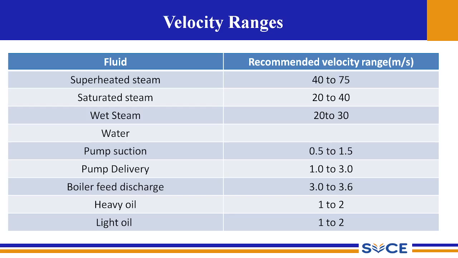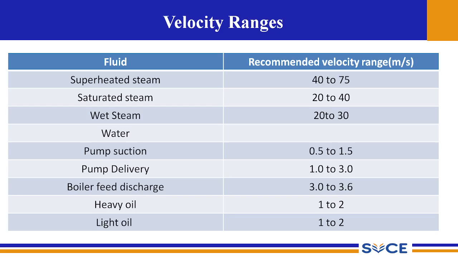If you are going to consider water, in the case of pump suction lines, the velocity range is 0.5 to 1.5 meter per second. The pump delivery lines will consider a velocity range of 1 to 3 meter per second. The boiler feed discharge will be having a recommended velocity range of 3 meter per second to 3.6 meter per second. Then if you're going to transport heavy oils, the recommended velocity range is 1 to 2 meter per second. Then light oils are also in the range of 1 to 2 meter per second, because those are all viscous fluids.